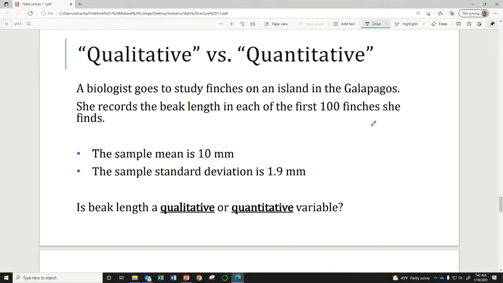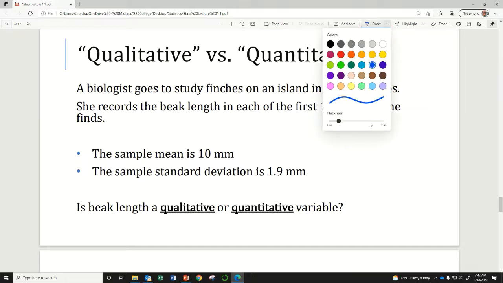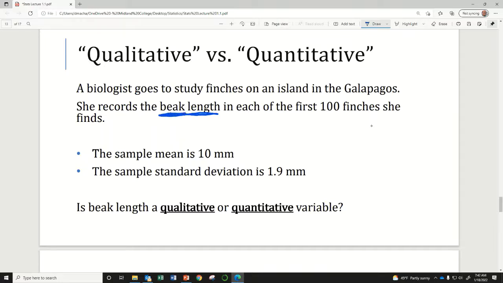Now, a biologist goes to study finches on an island. She records the beak length of each finch in the first 100 finches that she catches. And what she finds is, when she takes the sample mean, so she averages the beak lengths, sample mean just means the average, the average beak length of those 100 finches is 10 millimeters. And she might also calculate what we call the sample standard deviation. And we can ask, is beak length a qualitative or quantitative variable?